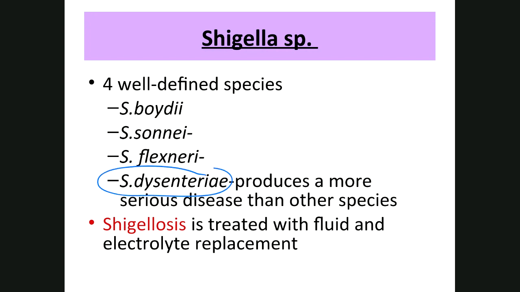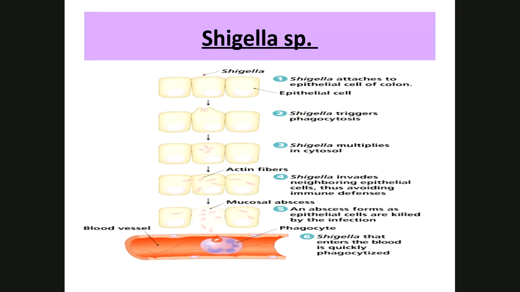This organism causes dysentery, which is hemorrhagic diarrhea. So it causes a complete destruction of the lining of the GI tract with blood, so that everything is shed in the feces, and the feces are bloody.